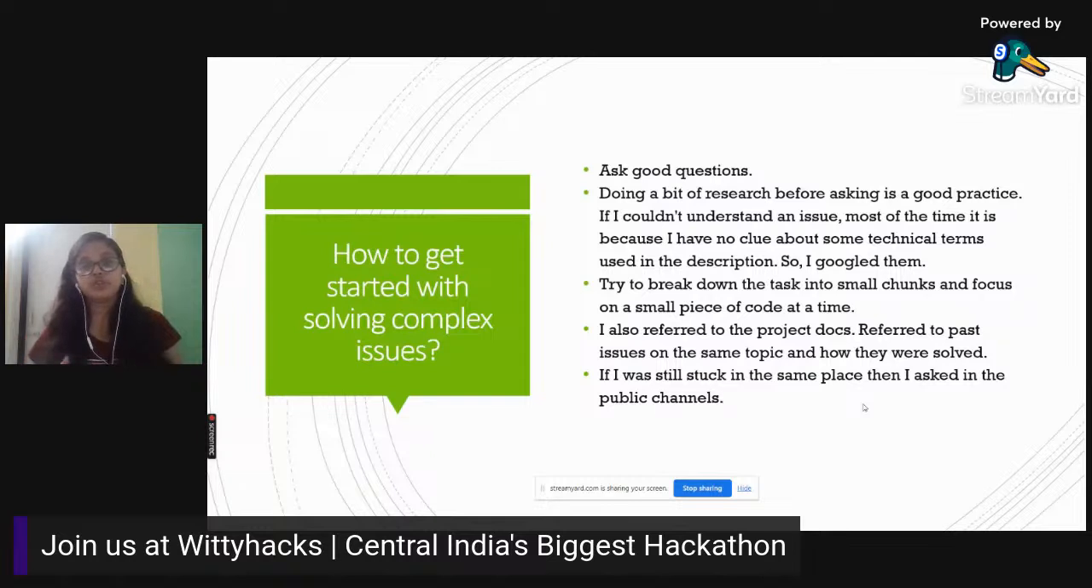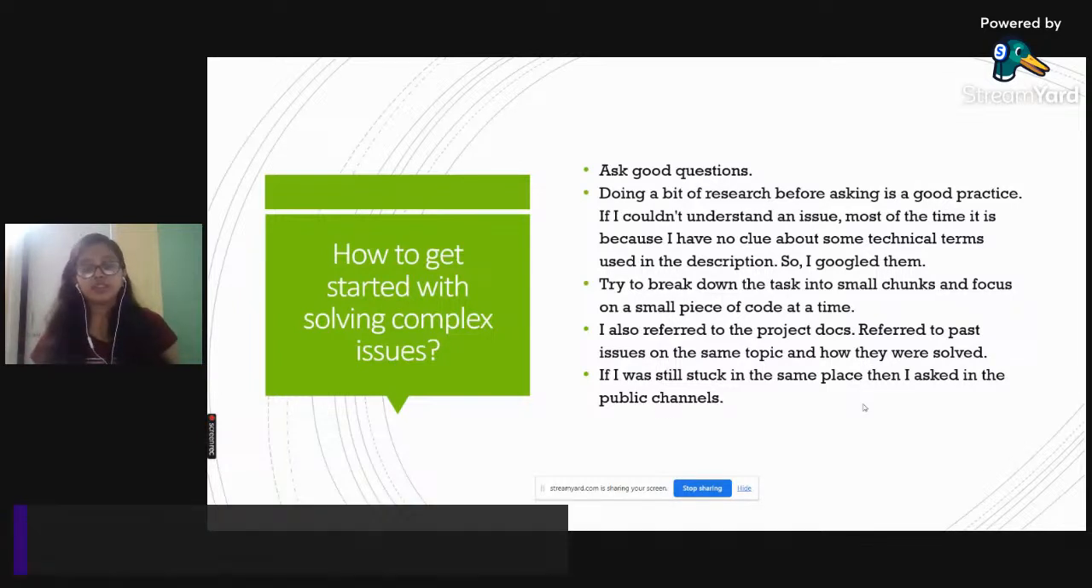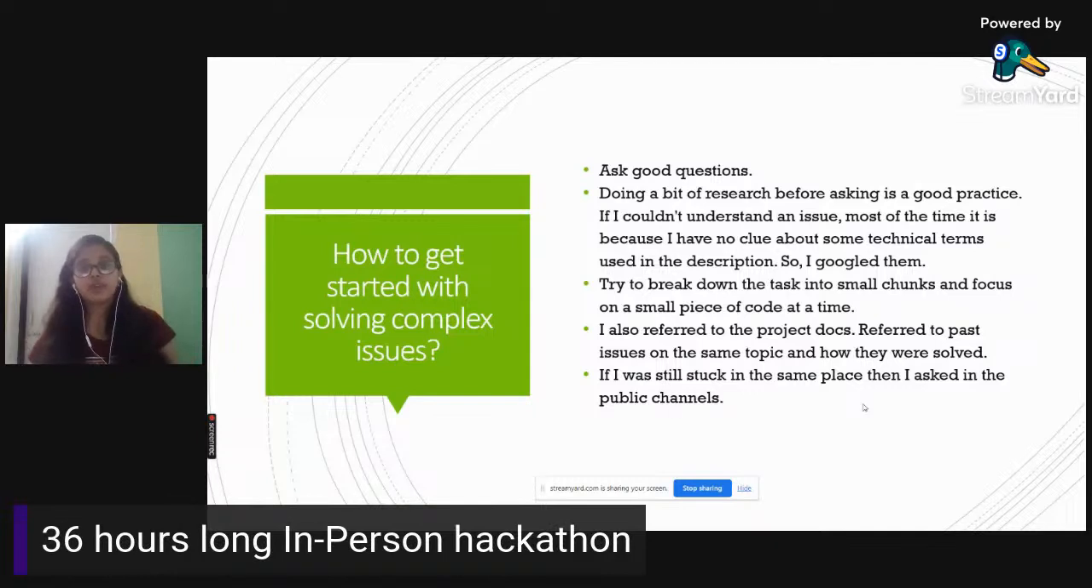So make sure that instead of panicking, you Google it. Make Google your best friend. Try to Google the technical terms that you are not understanding and read about it. This will simplify the issue, and maybe ultimately you will be able to solve it.